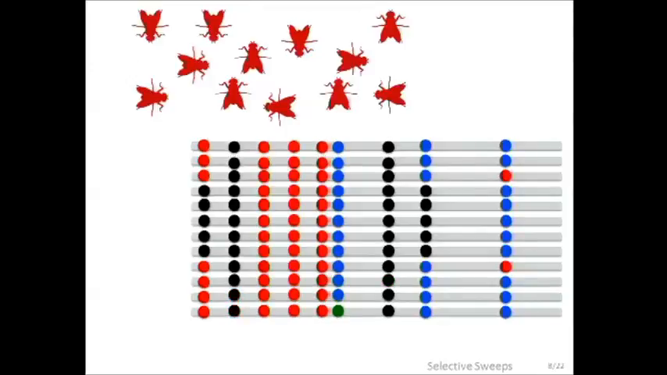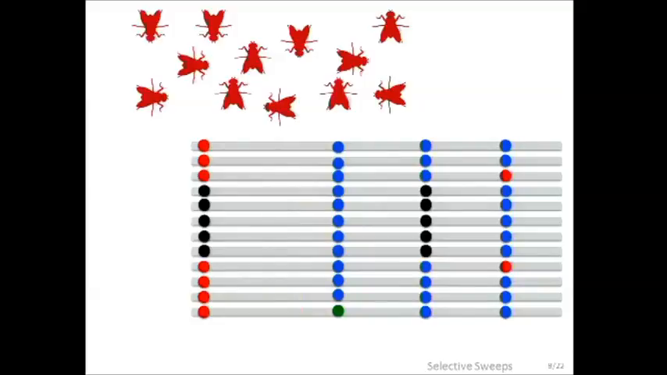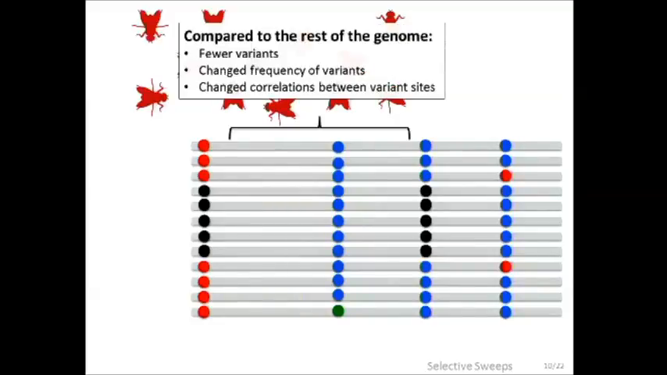And eventually you may get fixation of resistance, and you'll get a whole bunch of variants that are close to that change also fixed. And so that leaves us some hallmarks. It gives us regions of the genome that have hardly any variation in them. There's a perturbation in allele frequencies that we can look at, and there's also correlations between closely linked sites.